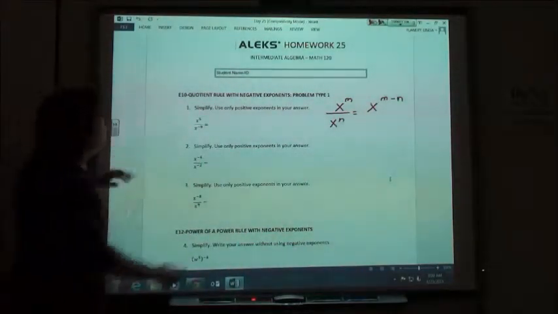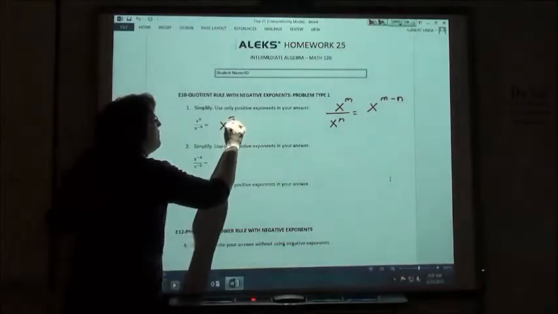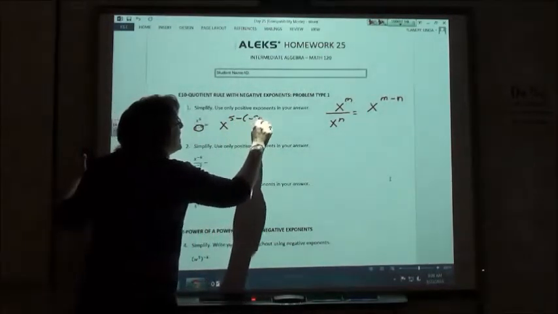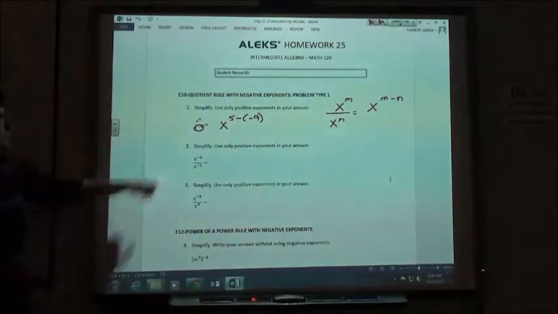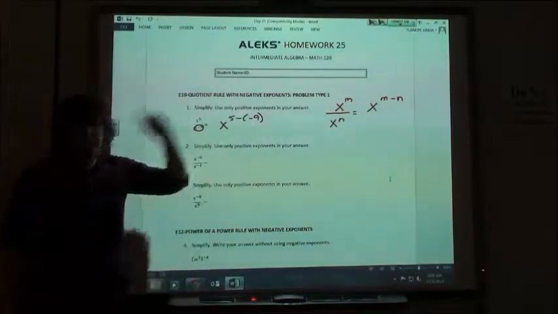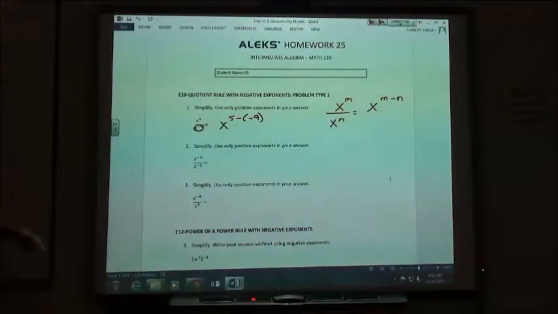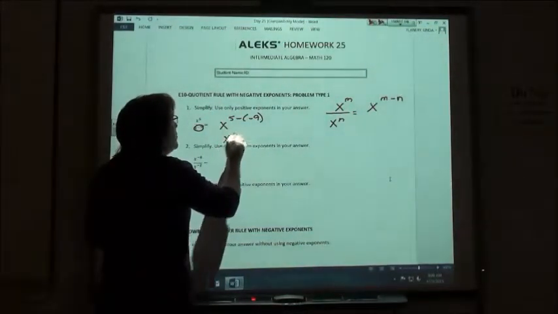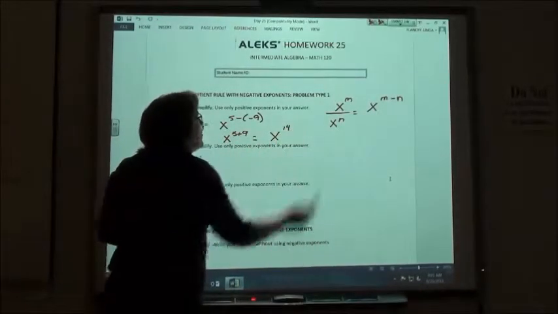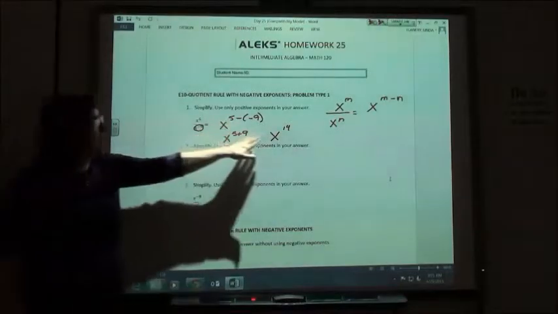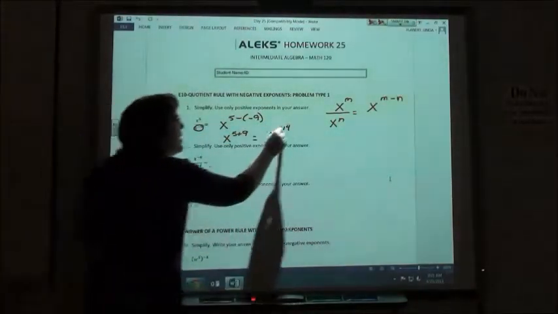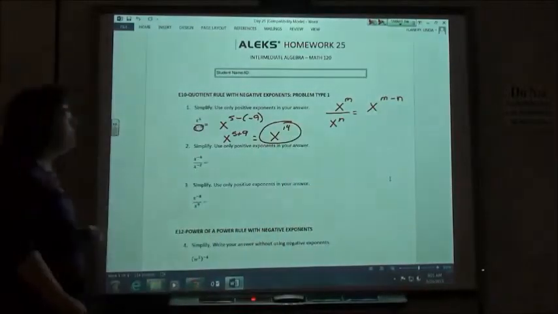So what I'm going to do here is I have x to the 5th on top. I'm going to subtract my negative 9, since there's a negative 9 on the bottom. And when we subtract a negative, it becomes positive, and so I would have x to the 5 plus 9, which would give me x to the 14th power. Since this one has a positive exponent, we don't have to simplify it any farther from there. That's just going to be my answer.